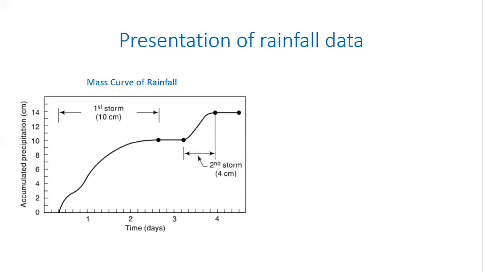Okay. So now we'll talk a little bit about how rainfall data is typically presented. Rainfall data is presented in two ways. One of them is what is called a mass curve. A mass curve is basically a cumulative plot. On the x-axis, I have time, and on the y-axis, I have the accumulated precipitation. So this curve that is drawn here is reflecting how much rainfall is accumulated as time goes on.